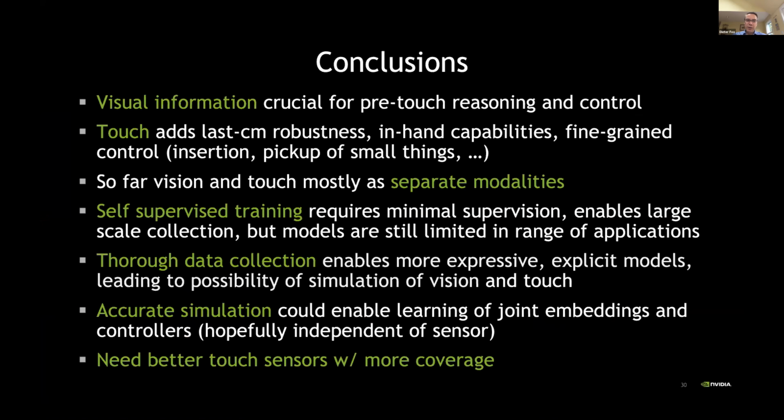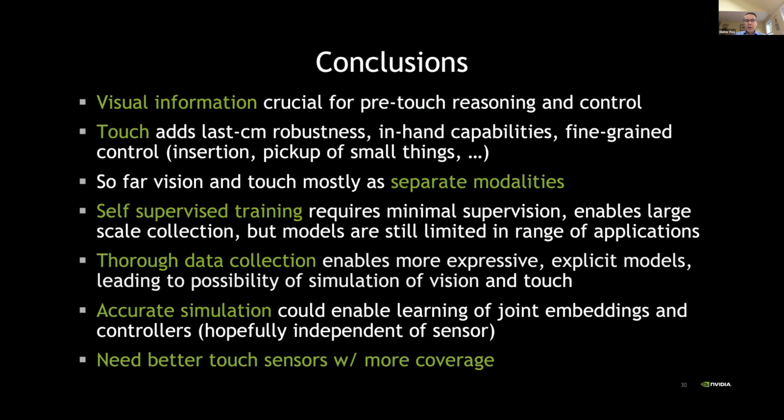So as I just showed you, I think visual information is, of course, crucial for any kind of pre-touch reasoning and control. I think touch is really important with respect to robustness at the last moment, and in-hand manipulation capabilities, fine-grained control tasks, also small objects when the visual information isn't there anymore, insertion tasks and things like that. I think touch sensing is going to be really crucial.